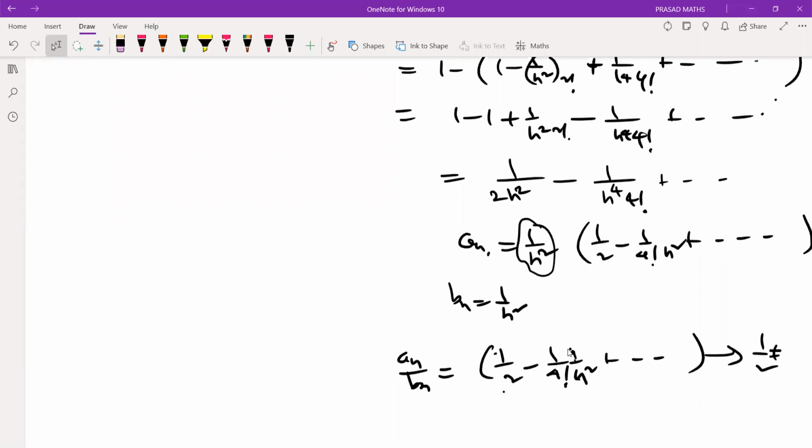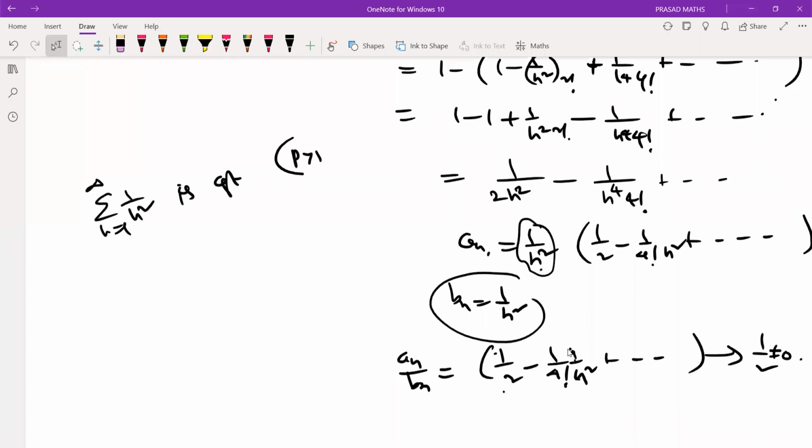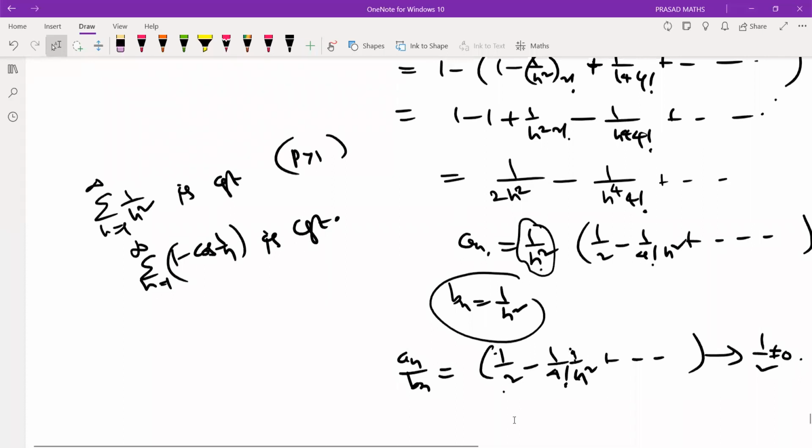Therefore this is 1 by 2. This is a non-zero limit, in fact a finite limit. Finite non-zero limit. So whatever nature this has, the other also has the same nature. What nature does this have? 1 by n square, by p test, this is convergent because p is bigger than 1. So automatically this series, what is your original series? 1 minus cos 1 by n, this is also convergent. Okay, this is what about the comparison test. Using comparison test, this is the second comparison test.